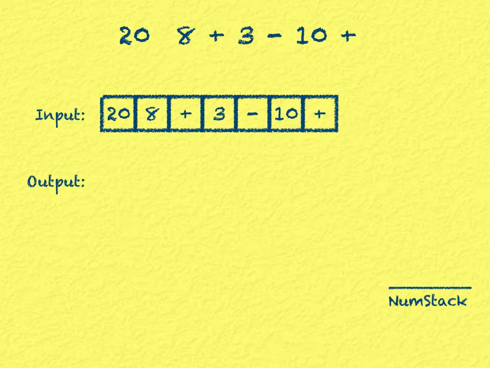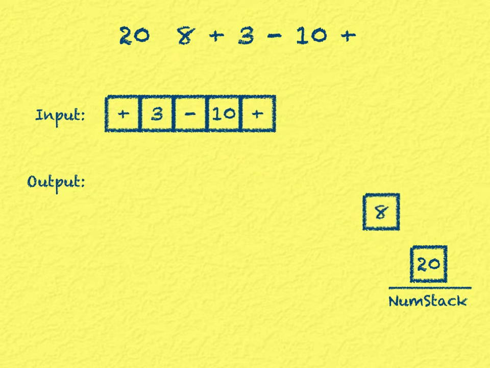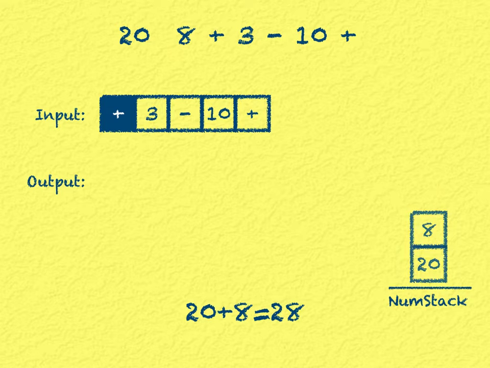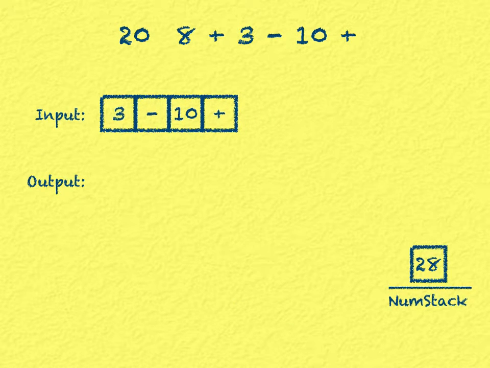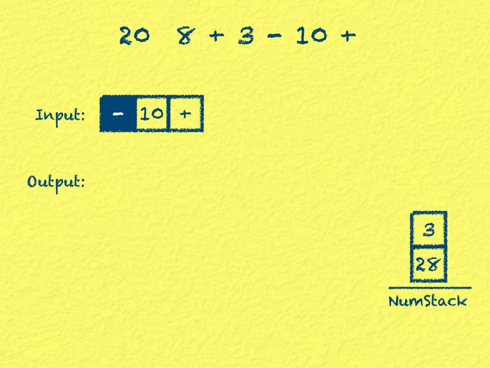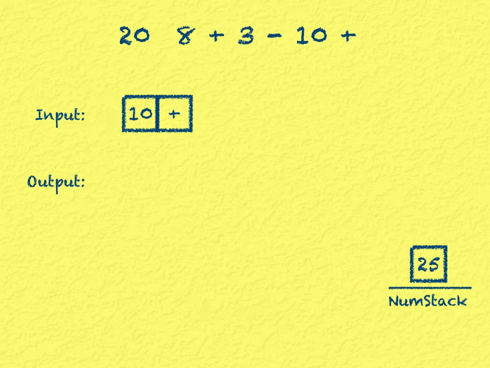So the first token is 20, put it on numStack. 8 is a number, put it on numStack. Plus is a binary operator. So what we're going to do now is take the top two values on numStack and apply the operator to those two values. Then we're going to push the result onto the numStack. After we do that, we no longer need the operator. Next token, 3 is a number, put it on the numStack. Now we have minus. Apply minus to the top two values. We get 25. Throw away the minus.